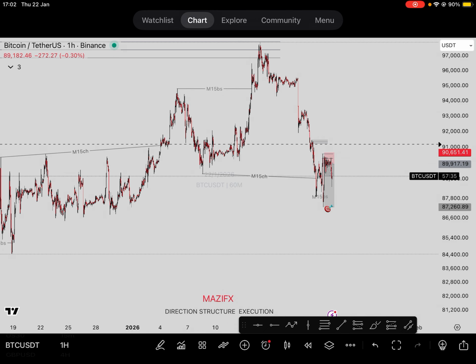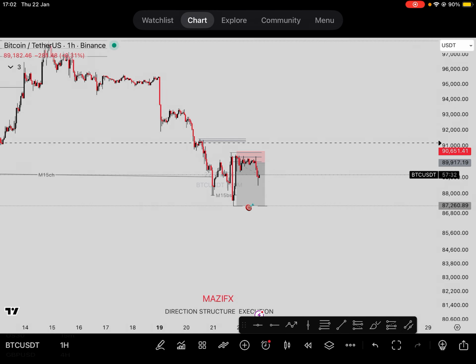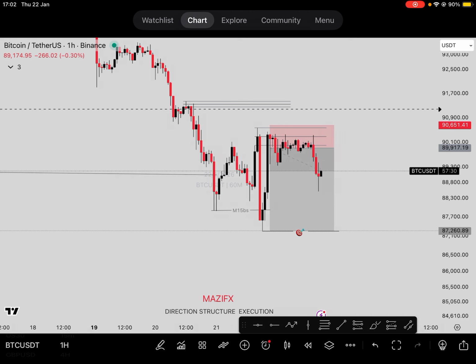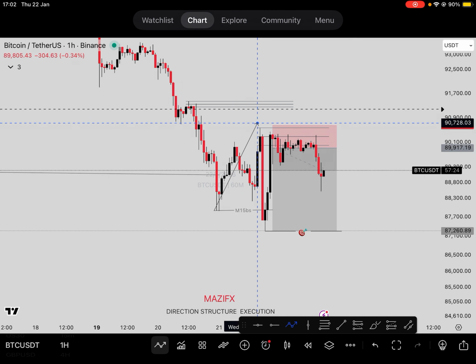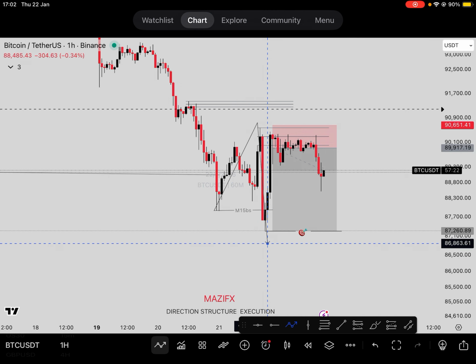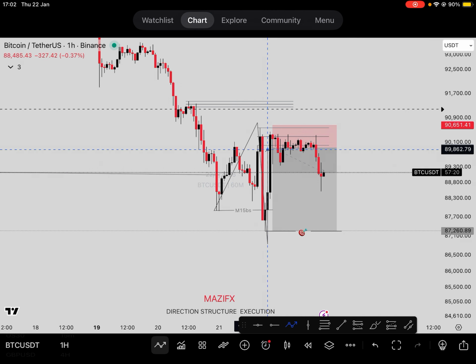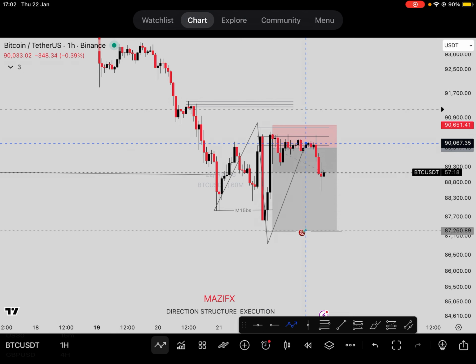By this change of character, I now know that BTC wants to go lower. And it did a retracement. It did a pullback retracement after breaking, broke the low for another 15-minute structure. So it's coming back for a retest of that 15-minute structure. So that's why I sold this.